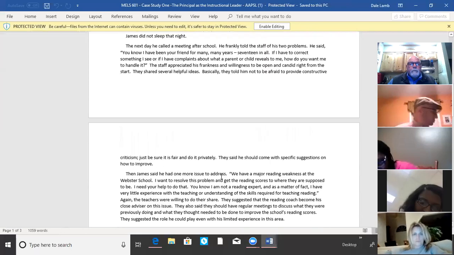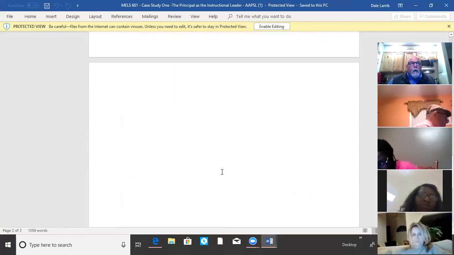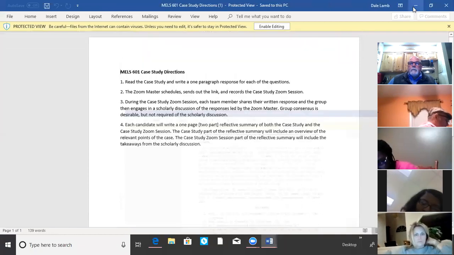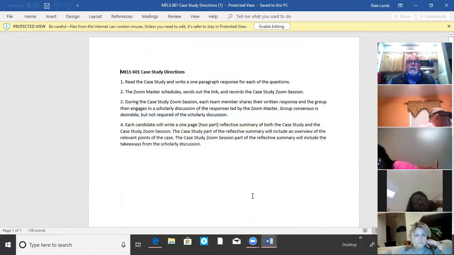There are 4 questions. Write a 1 paragraph response to what you think the answer to that question is. Then the Zoom master, just like you're doing a Zoom peer review, sends out the link and records the case study Zoom session.